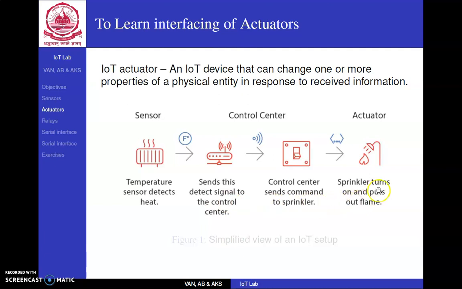So this is the workflow or signal chain where the actuators are working. On one end you have the sensor and on the other end you have the actuator, and in between a lot of communication and processing is happening. So this is a simplified view of an IoT setup which shows the relative position of an actuator.